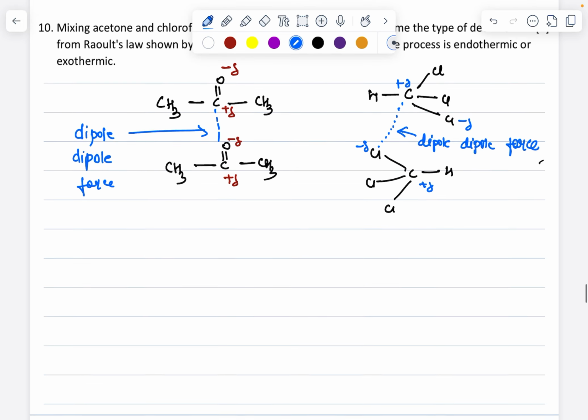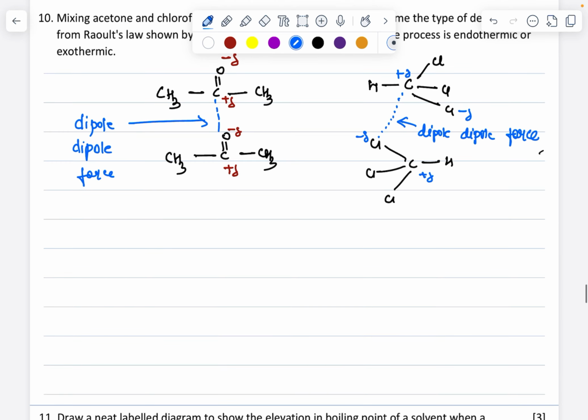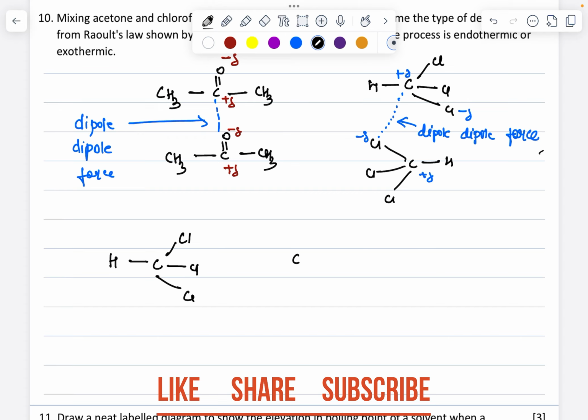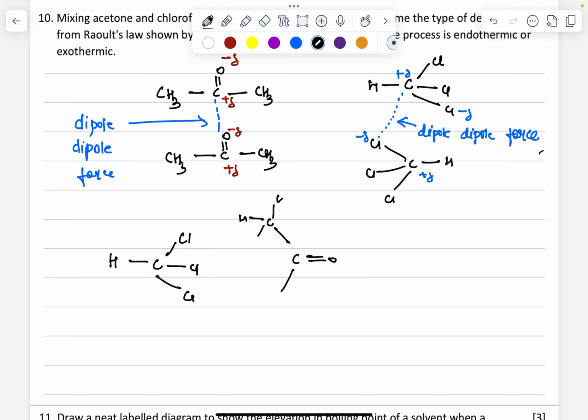Now whenever both the components mix, a new kind of force is formed. Let's understand what kind of force it is. This is chloroform, this is chlorine, and there is a carbon double bond, and this is CH3, acetone.